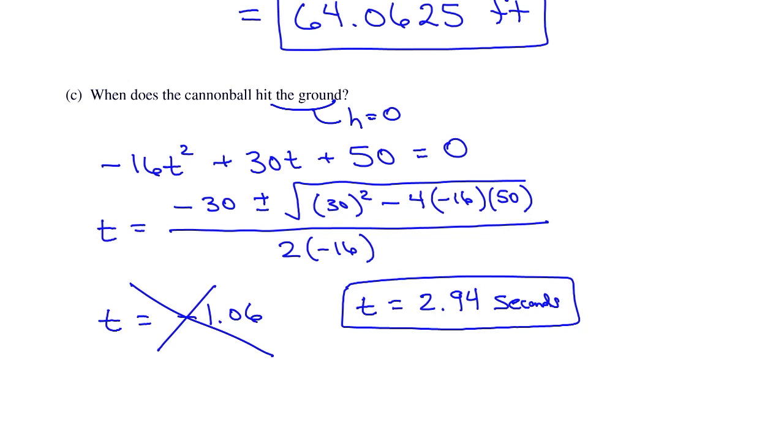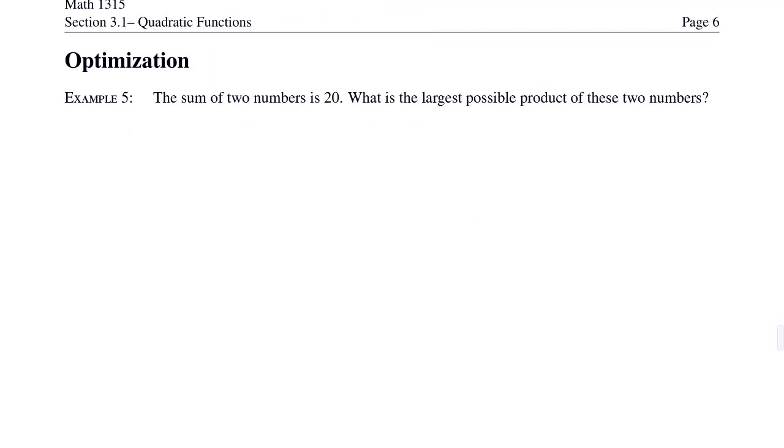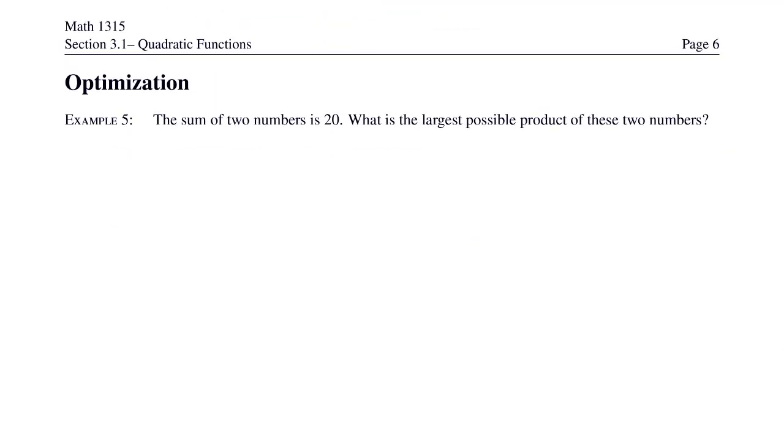Let's look at some more optimization questions. Example 5. The sum of two numbers is 20. What is the largest possible product of these numbers? So first off, let me set up some variables. Let x and y be the two numbers.